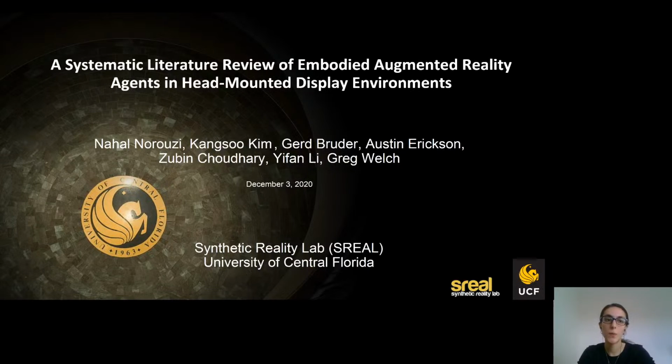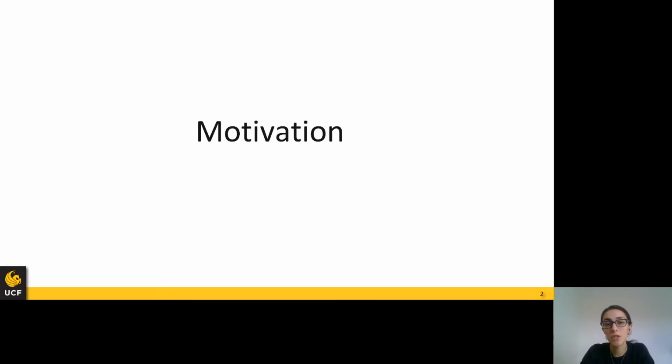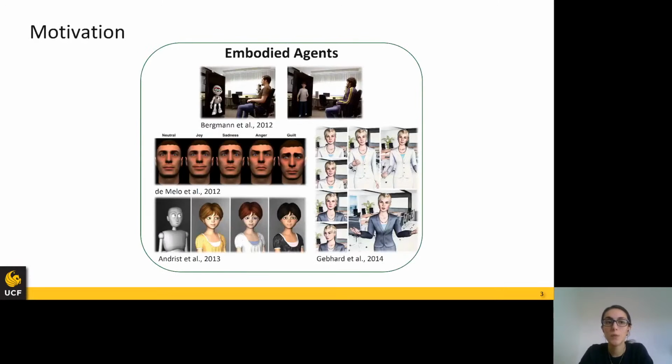I'm going to present our work on behalf of my co-authors, which is a systematic literature review of embodied augmented reality agents in head-mounted display environments. To begin with the motivation of our work, we know that there has been a considerable amount of contribution looking at the development and understanding of embodied agents.